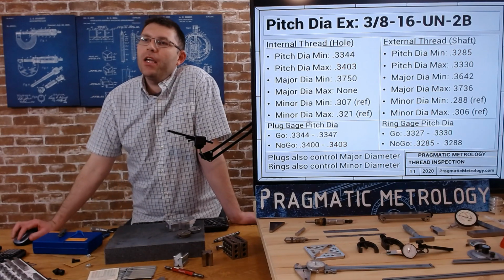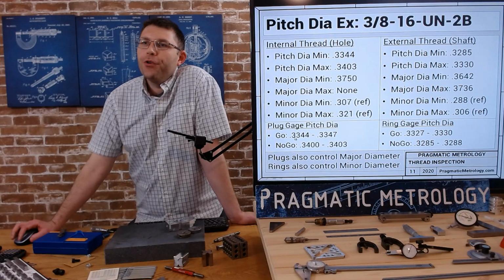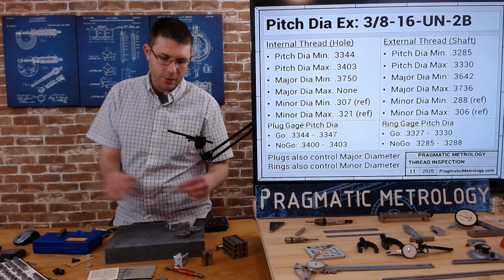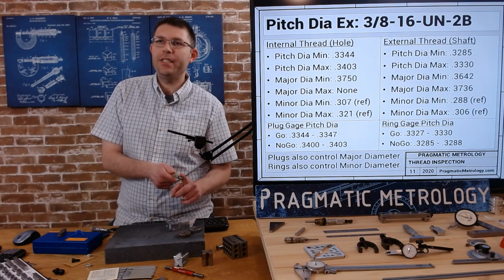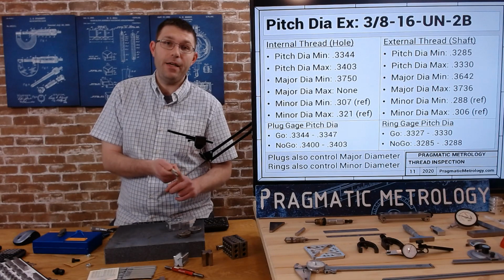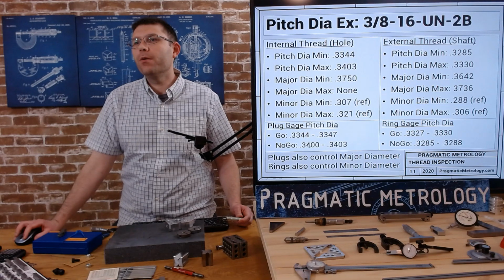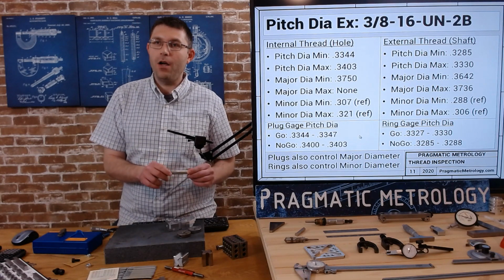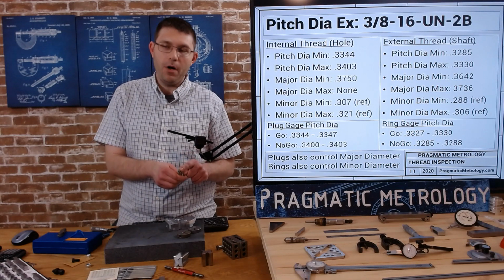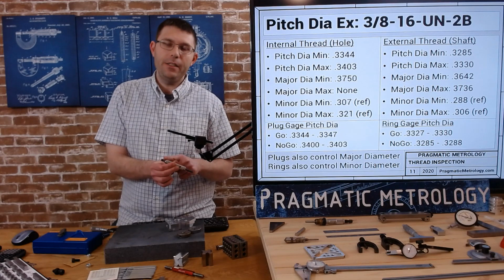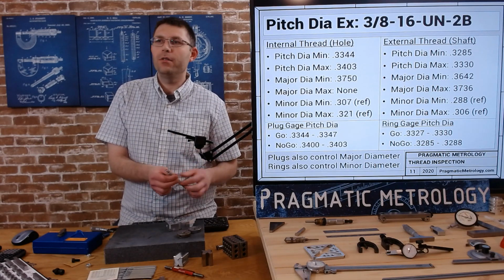So when we're talking about the plug gauge, your Go is 0.3344 to 0.3347, right? The tolerance for this plug gauge is only 3/10ths, 3/10,000ths of an inch. And your NoGo side is 0.3400 to 0.3403. Again, that's only 3/10ths of tolerance. So when you're making these gauges, the manufacturers are held to a very, very tight tolerance. That's why they're ground to precision diameters.